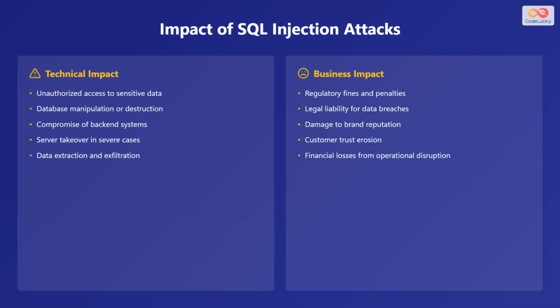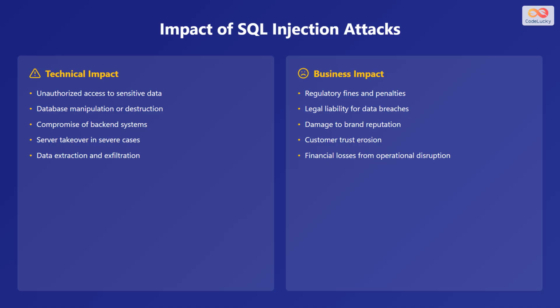SQL injection attacks can have significant repercussions for both the technical infrastructure and the business itself. On the technical side, SQL injection can lead to unauthorized access to sensitive data, allowing attackers to steal confidential information. It can also result in database manipulation or even destruction, causing data loss and system downtime. Furthermore, successful attacks can compromise back-end systems and, in severe cases, lead to a complete server takeover. Finally, attackers can extract and exfiltrate large amounts of data, leading to further damage.